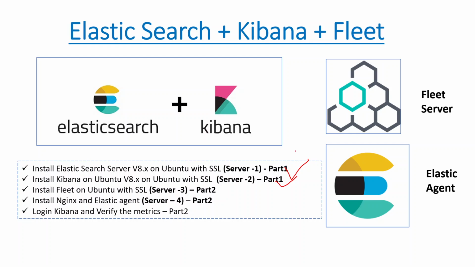Right. So today we'll be concentrating on this part 2, where we will be installing Fleet with SSL onto a third server, and then install Nginx and Elastic Agent onto the fourth server, and then we'll ship metrics and logs to this Elasticsearch. We'll log in to Kibana and then verify each and everything today itself.